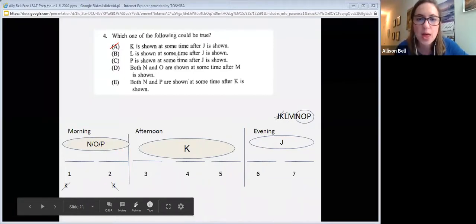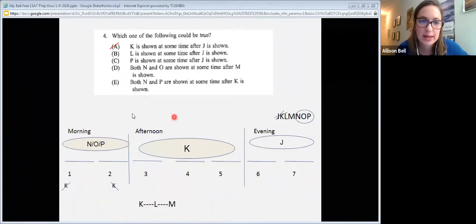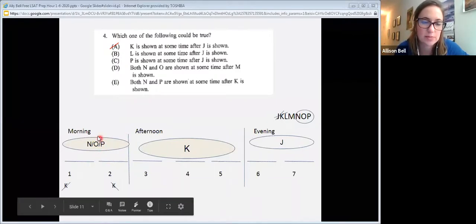N and O are shown sometime after M. Well, I know that M is going to come somewhere after K, sort of on the back end here. And if I were to take N and O and put them back here, that would only leave 1 letter for the morning, which would be P. And I have to have 2 different letters. So I'm going to cross this one off because it creates a problem for me in the morning.